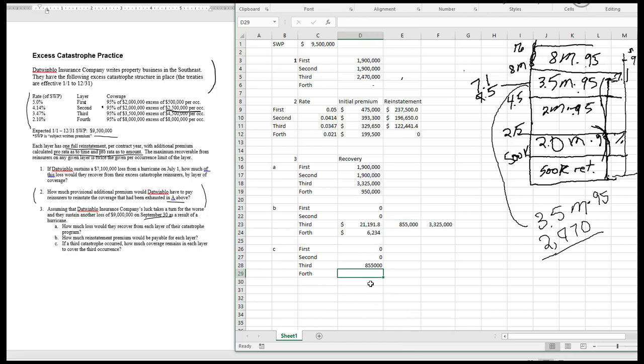And in the fourth layer, we have 0.95 times the entire 8 million, because we reinstated that 1 million we used. So for a third catastrophe, we have the entire 8 million available. But multiplied by 0.95, that's 7,600,000. And that's how we do the excess catastrophe practice problem.